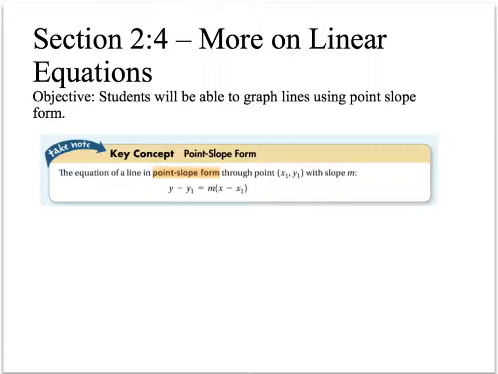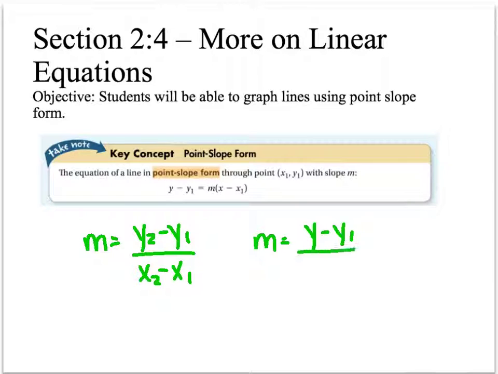Let me show you where this comes from. Remember your slope formula from yesterday. Slope is the change in y over the change in x. Now let's just say we have a general case, and instead of a specific y2 and x2, we're going to have a general case of x and y. So I'm just going to write this as m equals y minus y1 over x minus x1. So x and y are just our general case.